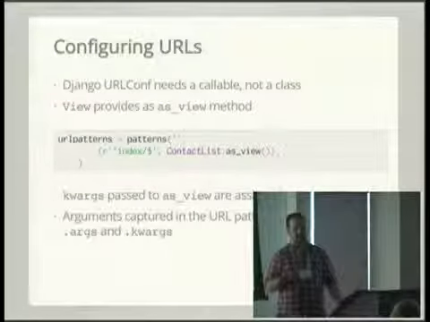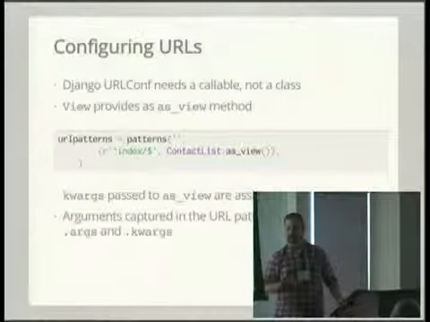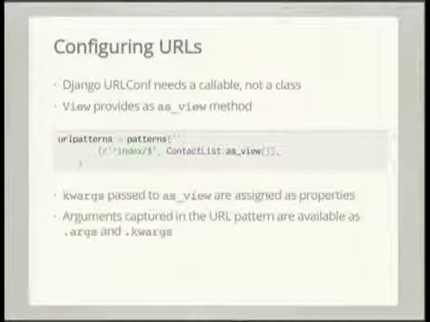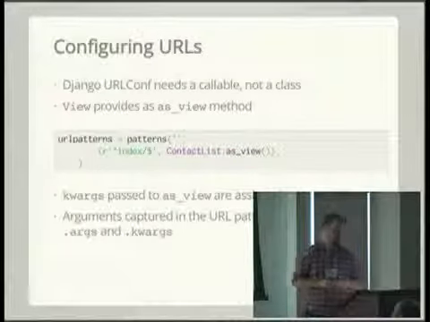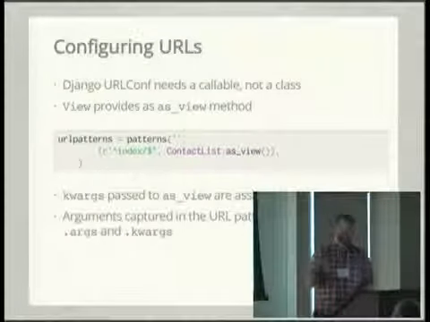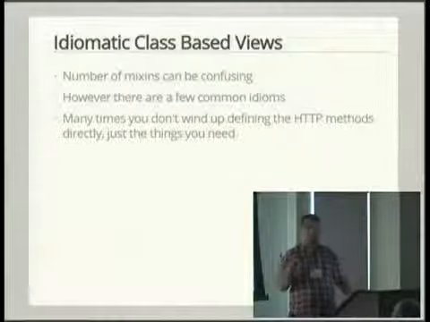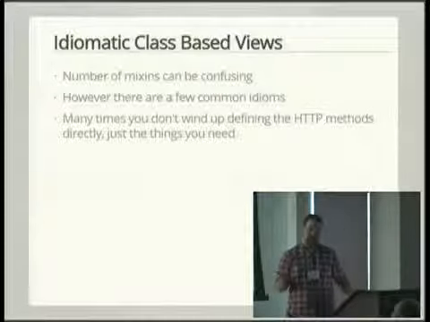If you remember, the URL conf expects that you're going to give it a callable, something that can be called with a request and get back a response. One of the things that feels a little kludgy about class-based views is that you have to call this as_view method on them. as_view gives you back a callable that will then dispatch things. So there's a slightly different invocation in the URL configuration, and as_view ends up putting a bunch of stuff onto the class for you. There are a lot of mixed things. They can be confusing, but there are a few idioms that we're going to talk about.